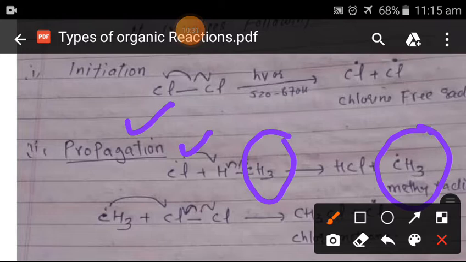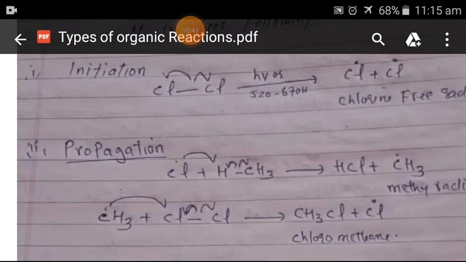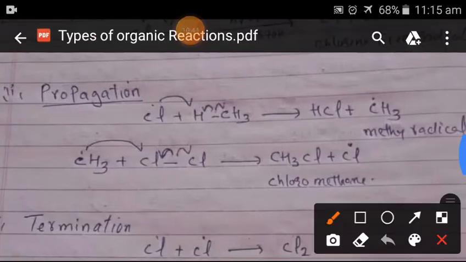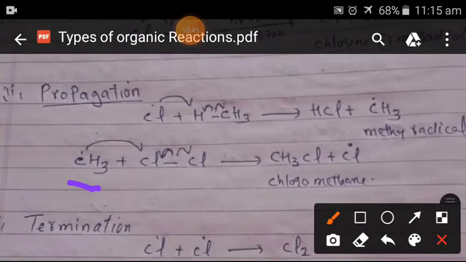For example, here was the chlorine free radical. It generates another type of free radical that is called the methyl free radical. Clear? Similarly, you will see here that this methyl radical will again act on this chlorine molecule, as a result of which another free radical is generated, that is called a chlorine radical.